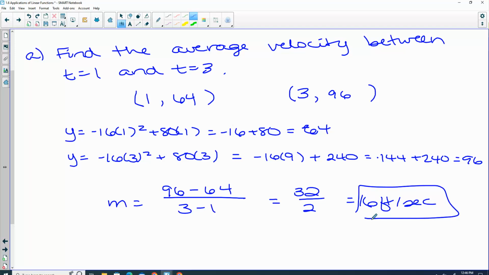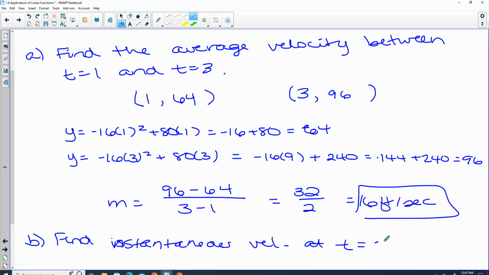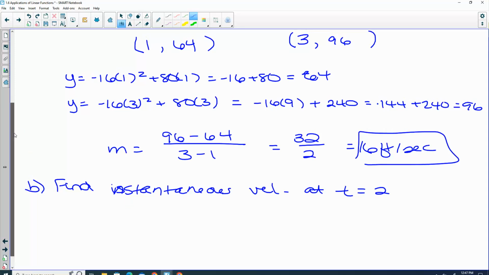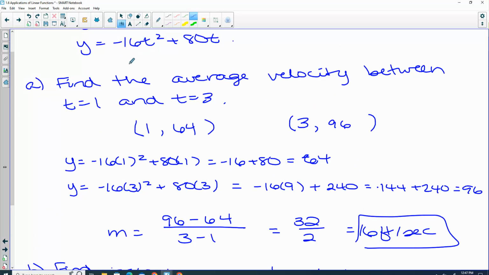Then, if I asked you for instantaneous velocity, that's the velocity at a given second, like the speedometer. If I asked for the instantaneous velocity at 2, what would we have to do? Plug it in? Back when we learned this, did we have our limit laws? We don't have a velocity equation, so you can't just plug 2 into that. That's giving you your height.